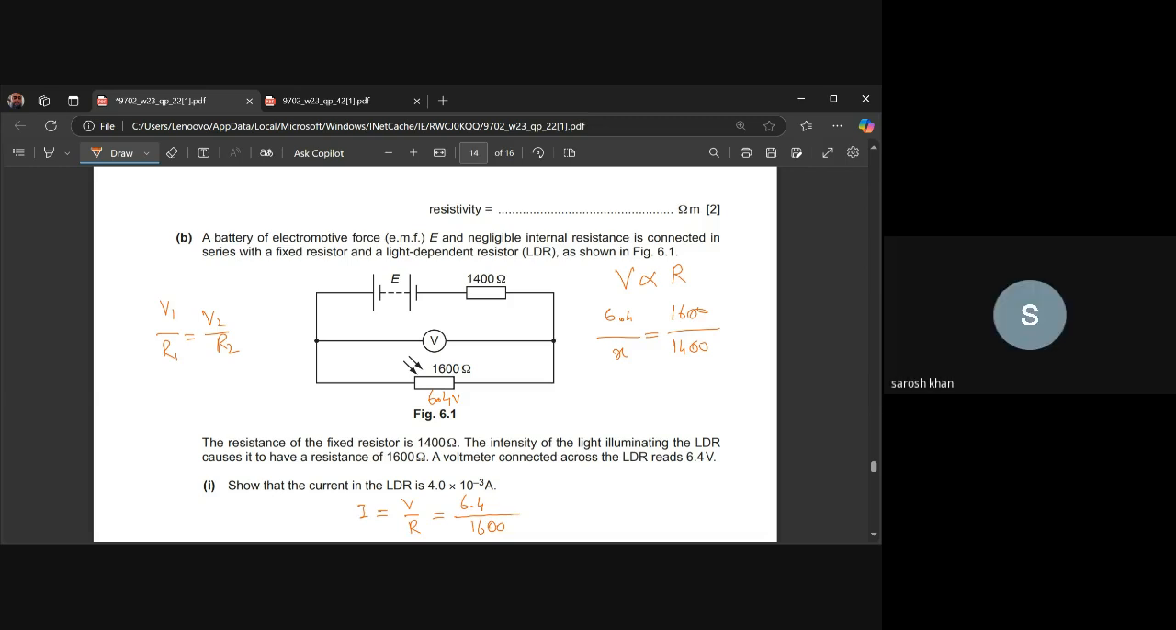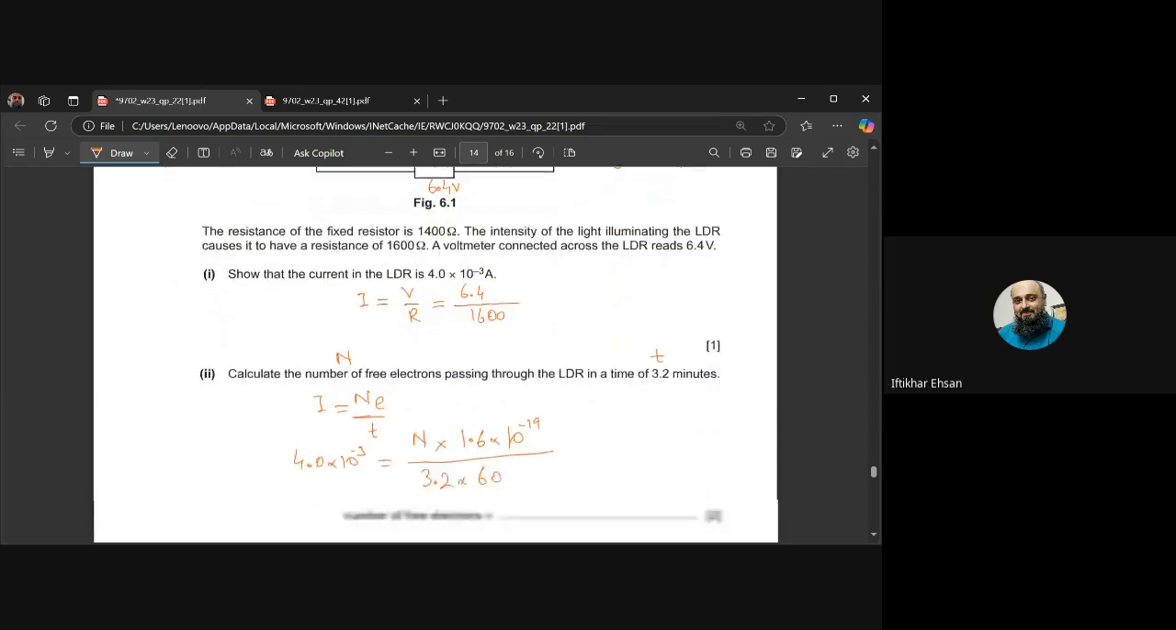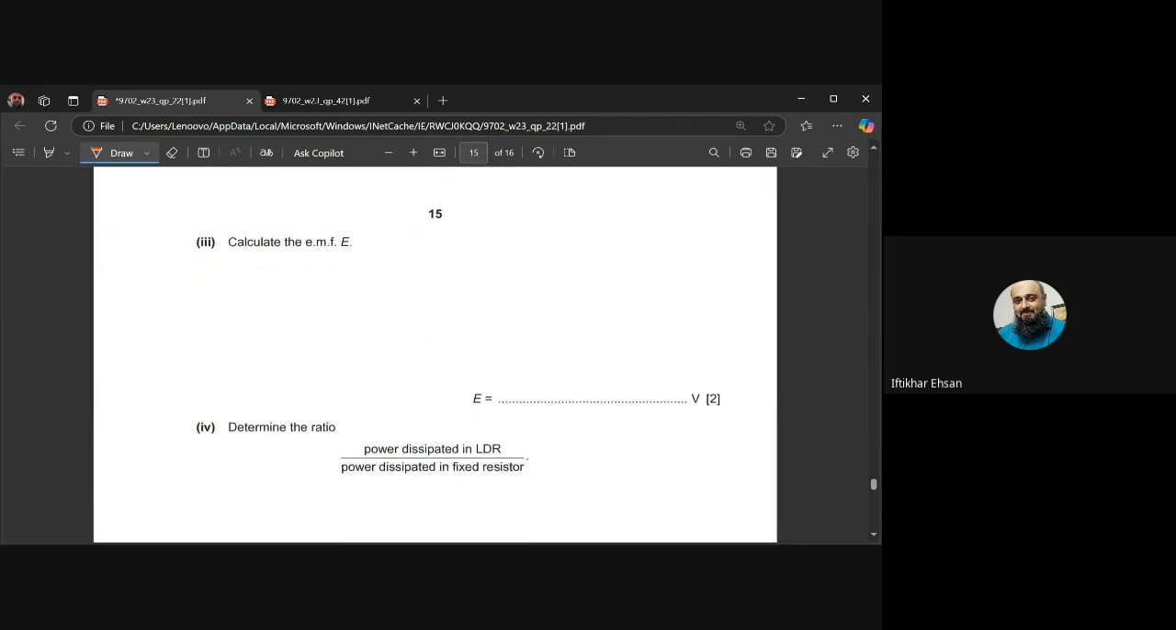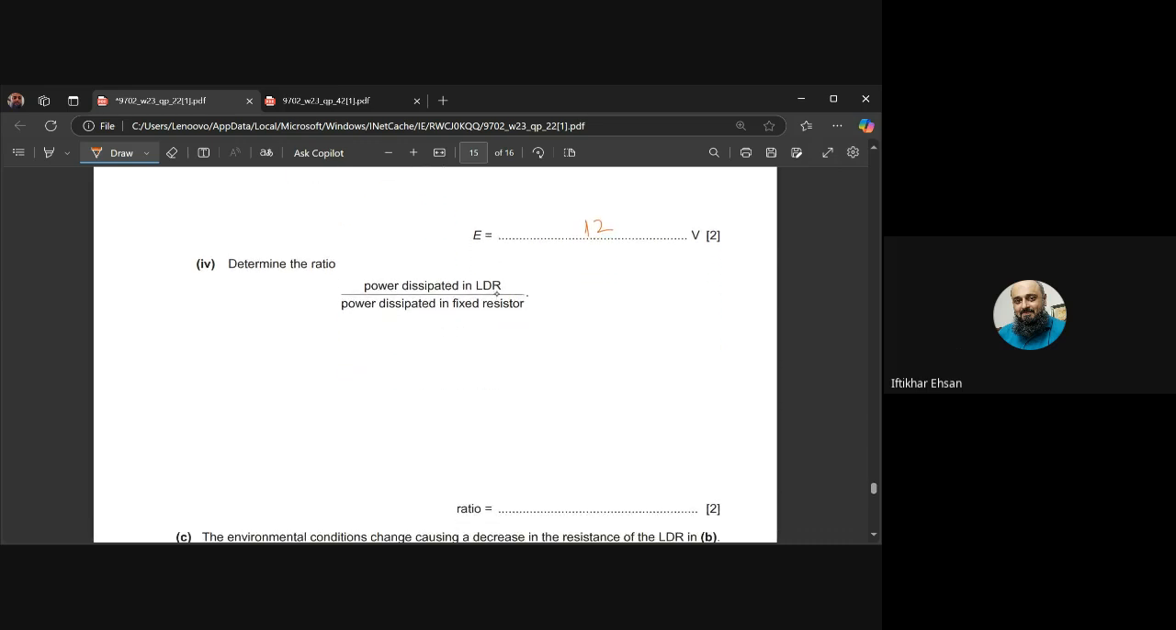I got 5.6 volts. Okay, 5.6 volts. Now, if this is getting 5.6 volt and this is 6.4, the EMF is the total voltage. Only two are connected here in series. So beta, the total voltage will be the sum of both of them. 6.4 plus 5.6 is 12 volt, that is the answer. Okay, ratio of power dissipated.